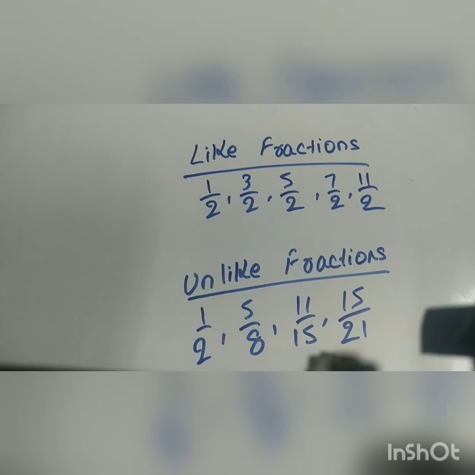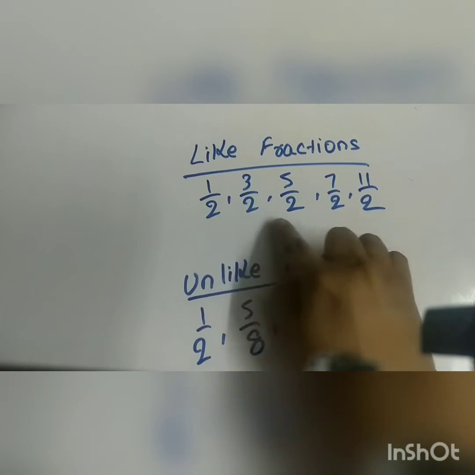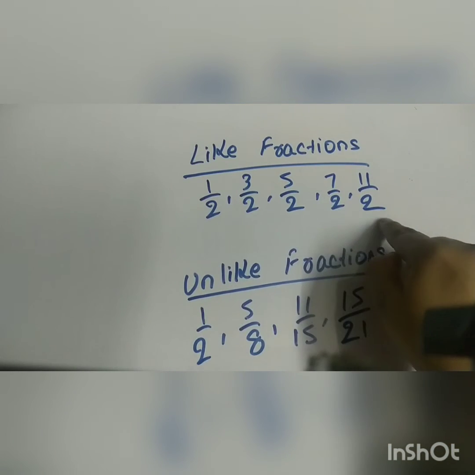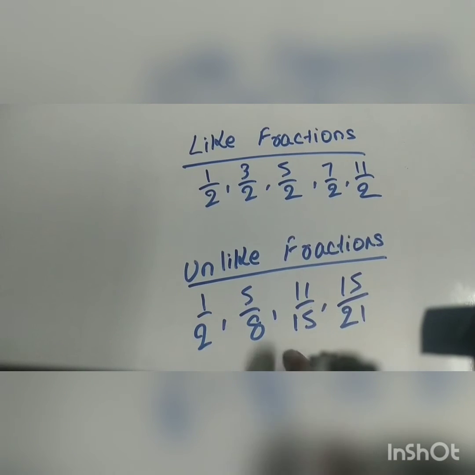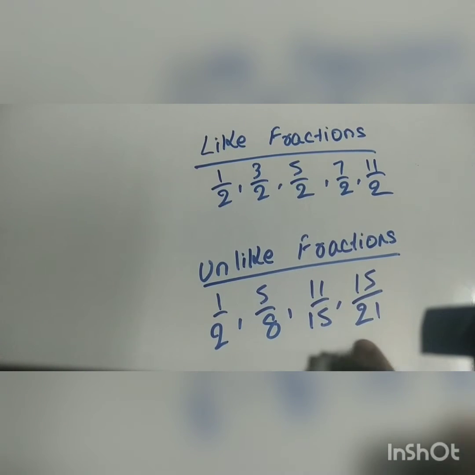When a set of fractions is given, looking at them, we can divide them into 2 main kinds, like fractions and unlike fractions. Like fractions are fractions where all the denominators are the same. Look at the example here. All the denominators are 2, right? So these are a set of like fractions. Same way, in unlike fractions, all the denominators are different. The name says it: like means the denominators look alike, whereas unlike means all the denominators are different.